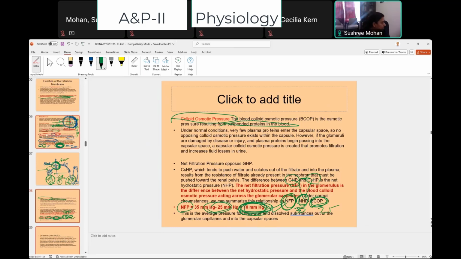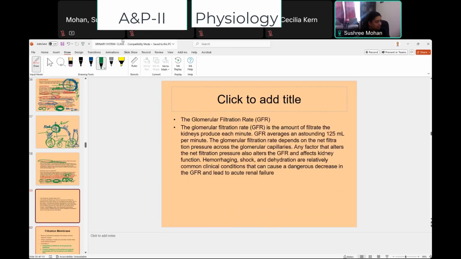Is this clear? This is all about the three pressures which are present in the glomerulus. Did you understand this part, or do you want me to explain it again?